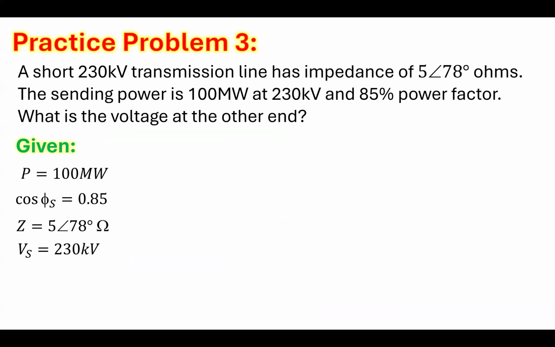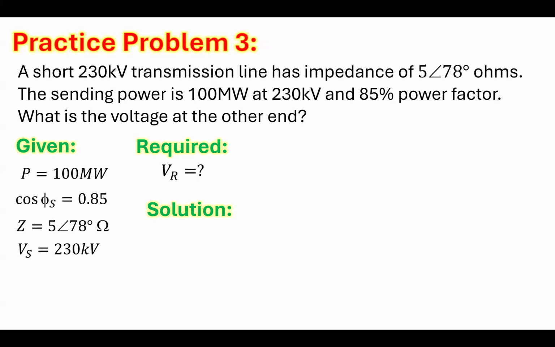So again, we write all the given first. The power is 100 megawatts. The power factor is 0.85. The impedance is 5 angle 78 degrees. And the sending end voltage is 230 kilovolts. So we are asked to solve for the receiving end voltage.